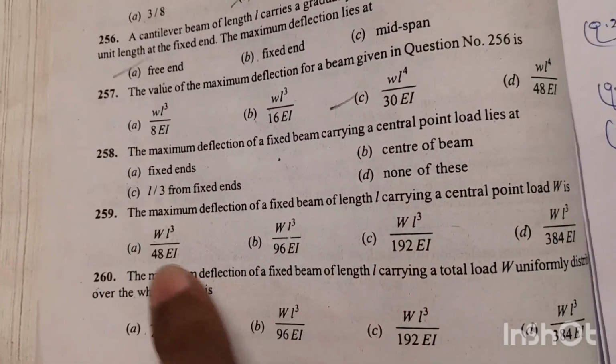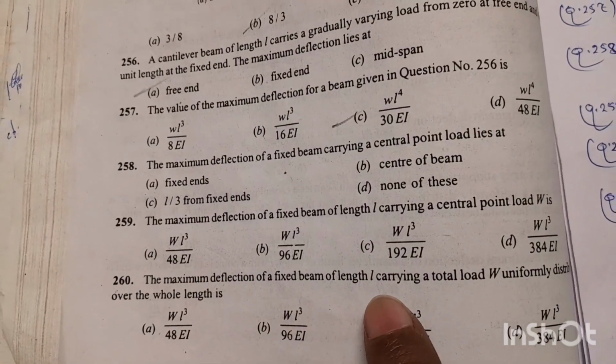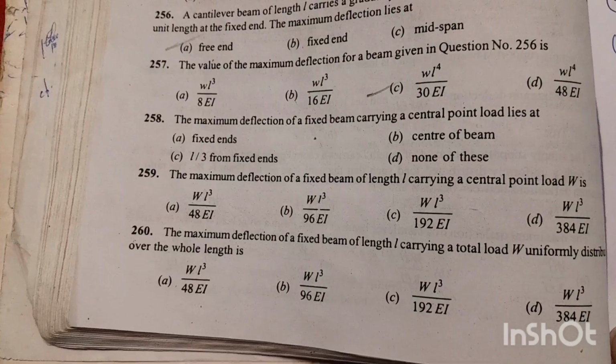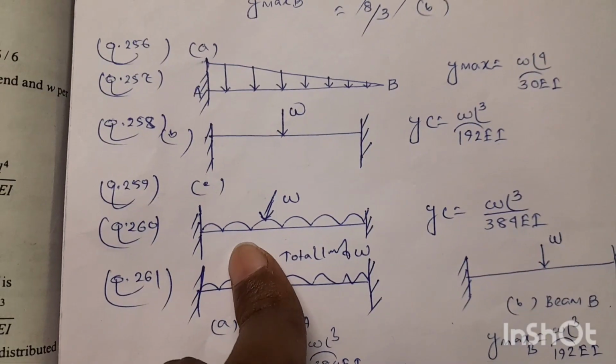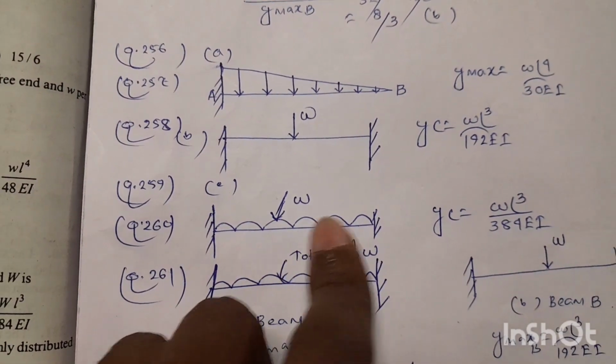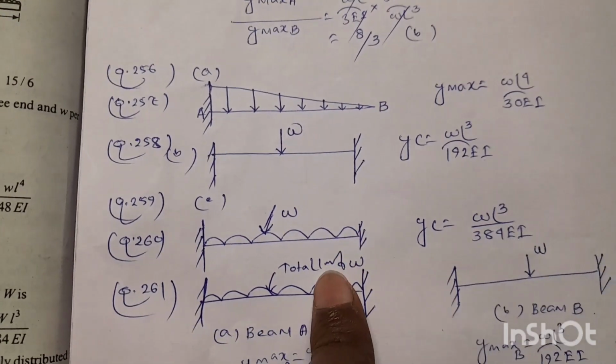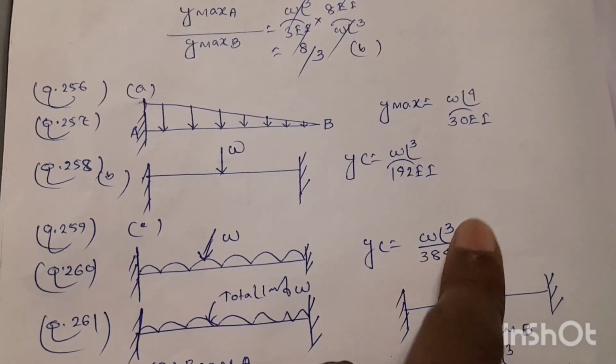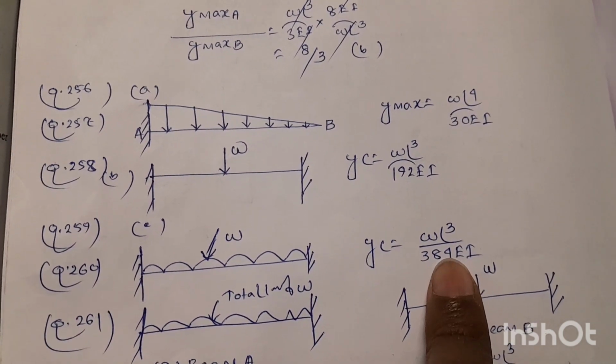Next question 260. The maximum deflection of a fixed beam of length L carrying a total load W uniformly distributed over the whole length is... As per the question, a fixed beam subjected to uniformly distributed load W per unit length, the maximum deflection of the beam will be at the center and it will be equal to WL cube divided by 384 EI.